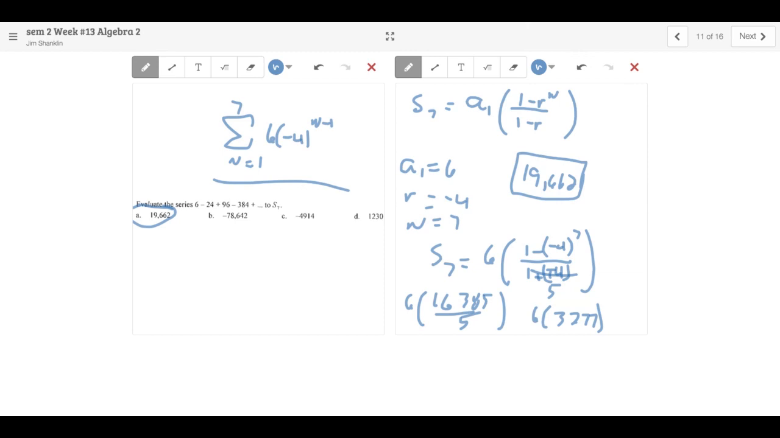How did I know n was 7? It told me. Down here it said S of 7. It's hard to read, but that was S of 7. S of 7 means that they want you to add the 7 terms together. Yeah, it is very small. No question about it. Yes, I agree with you.